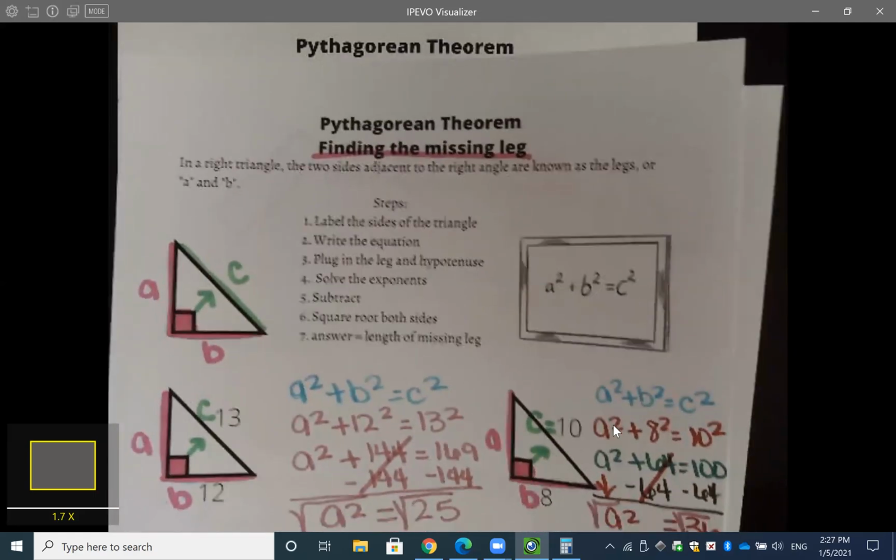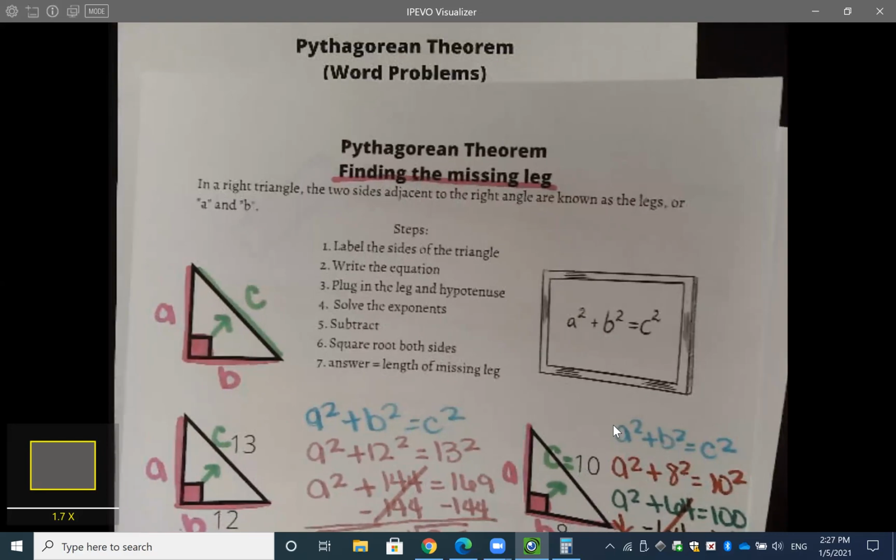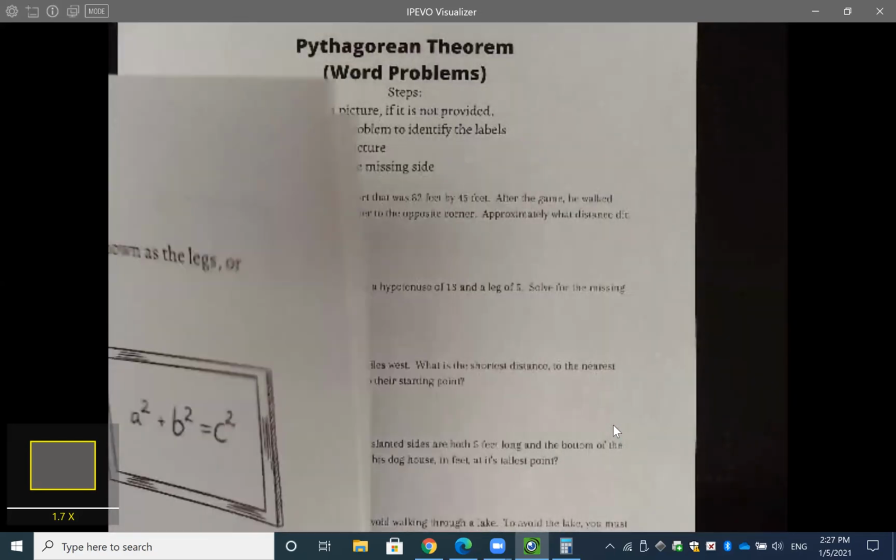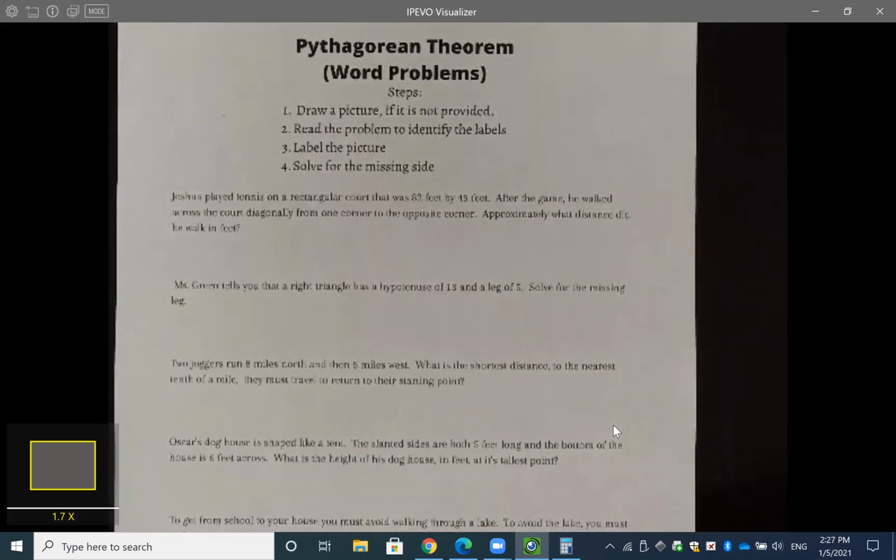So if you have all of your notes, these are the steps on how to solve for our missing side length. So let's read through the problem and see what we are creating.